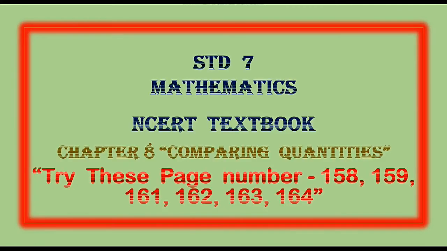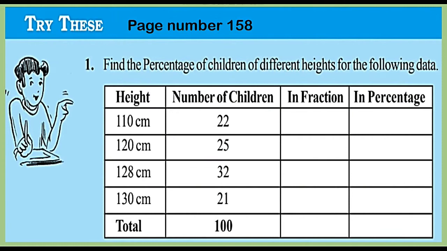In this session, I will be discussing Standard 7 Mathematics NCERT textbook, Chapter 8, Comparing Quantities. Try these questions given on page number 158, 159, 161, 162, 163 and 164. Before that, we have already discussed exercise 8.1. Try these questions. Page number 158.